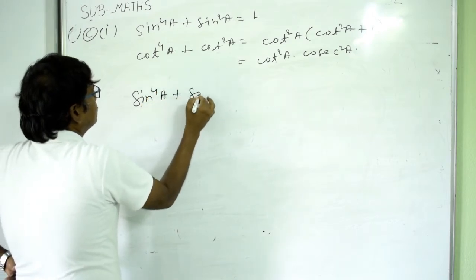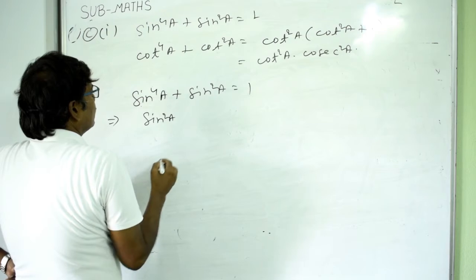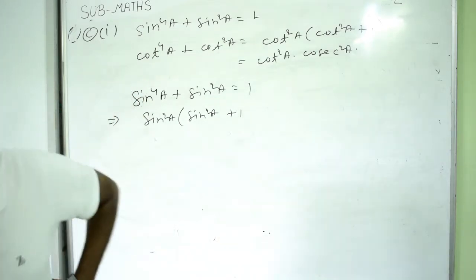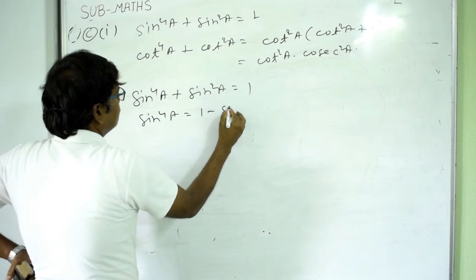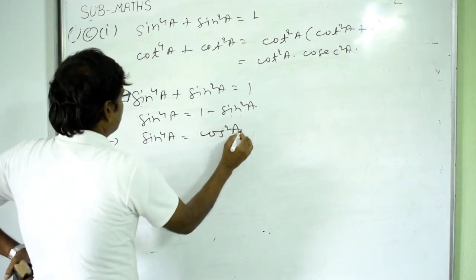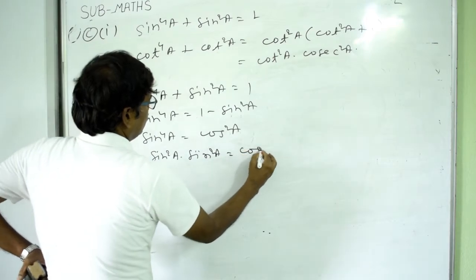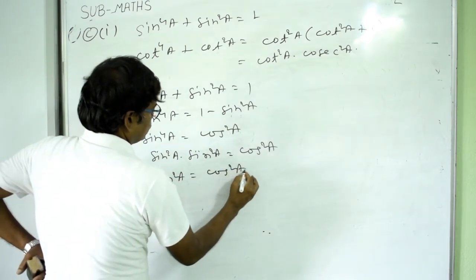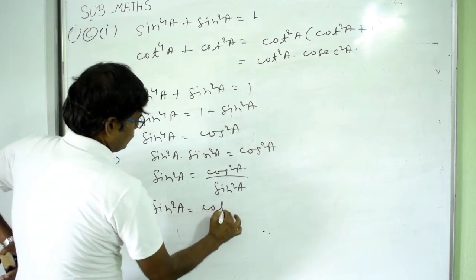sin 4A plus sin square A equal to 1, and this implies sin square A is common, sin square A (sin square A plus 1)... or write this as sin 4A equal to 1 minus sin square A. Then this implies sin 4A equal to cos square A. Then sin square A into sin square A equal to cos square A, and this implies sin square A equal to cos square A by sin square A, and this implies sin square A equal to cot square A.